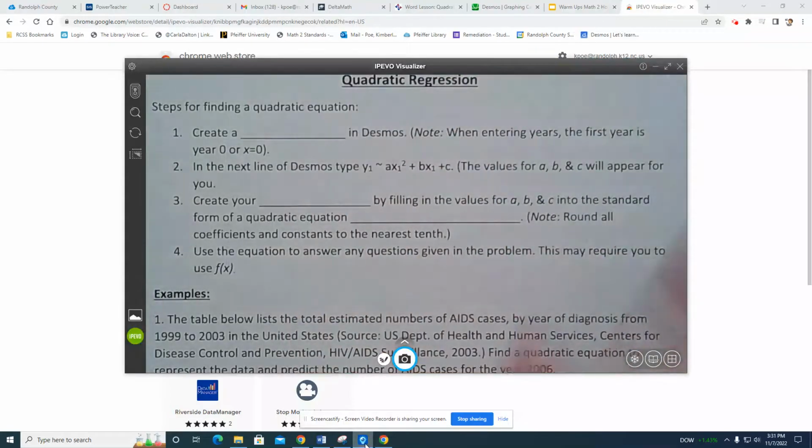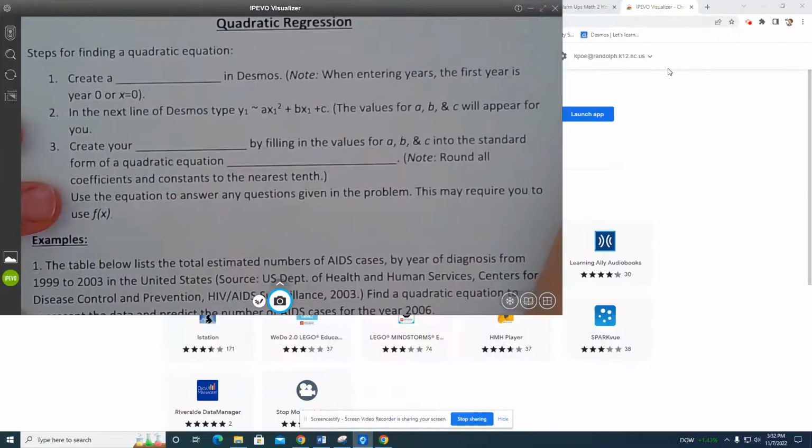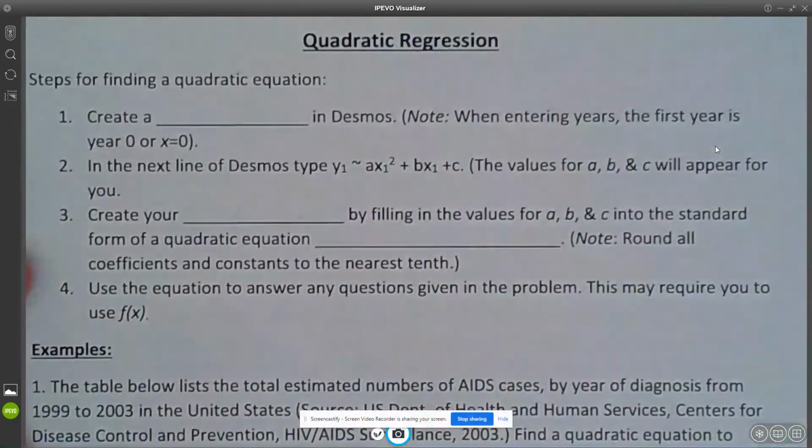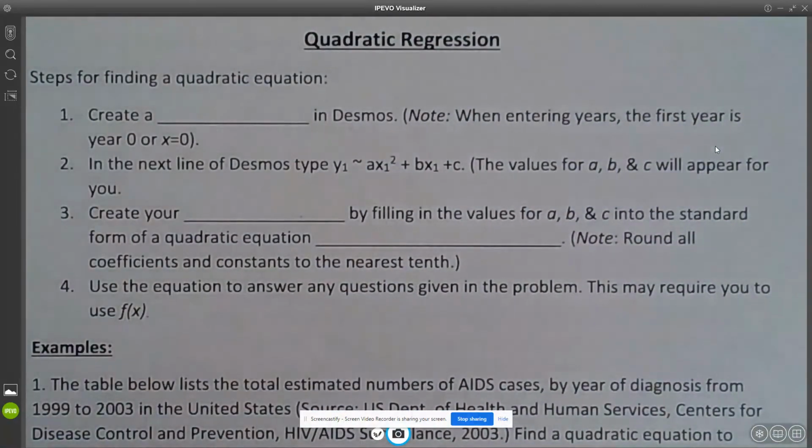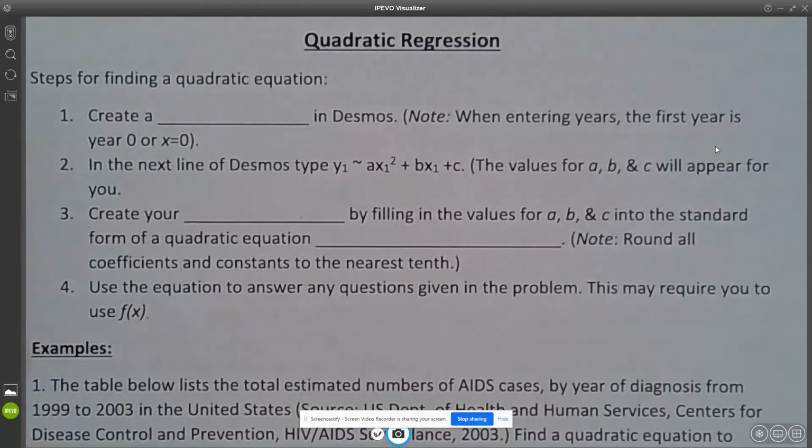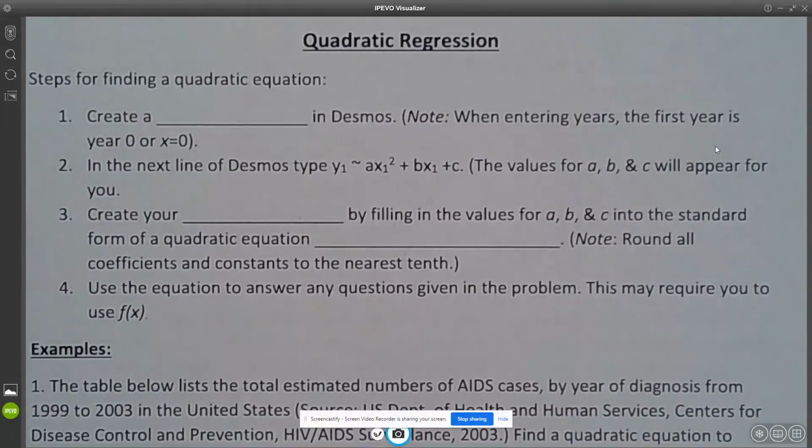Hey guys, so today we're going to look at the quadratic regression. Last week we looked at quadratic word problems, and I gave you all of the information. I gave you the quadratic equation. But this week we're going to have to find that quadratic equation based on information that they give us. So I'm going to give you some steps to follow.